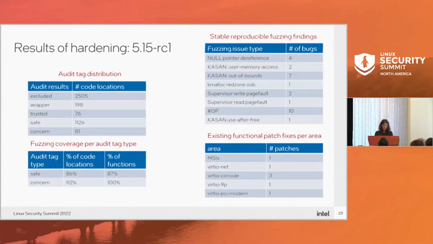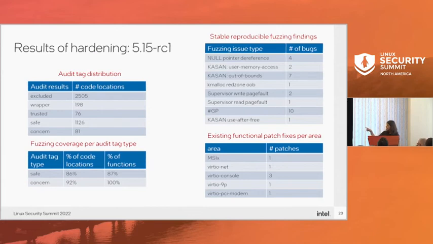Some results, since I have to wrap up. This is for 5.15, just to give you an idea of what kind of things we're seeing. We have our audit tag distribution, so a lot of code we can likely exclude. And this is only for, again, the case where most of the drivers are already dropped and non-x86 code is dropped. I'm not even including that in the numbers, but even of the core x86 code which is left and the drivers we enable, we have this distribution of attack surface, how many concern places we found and so on.